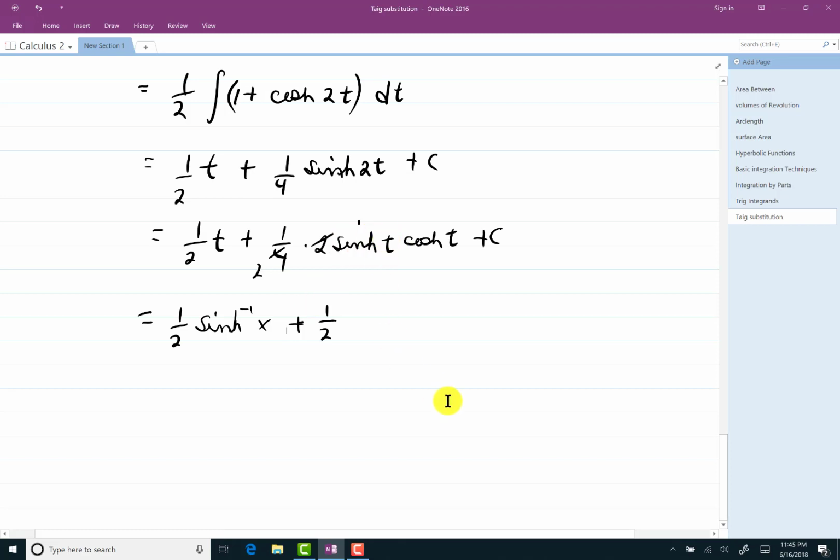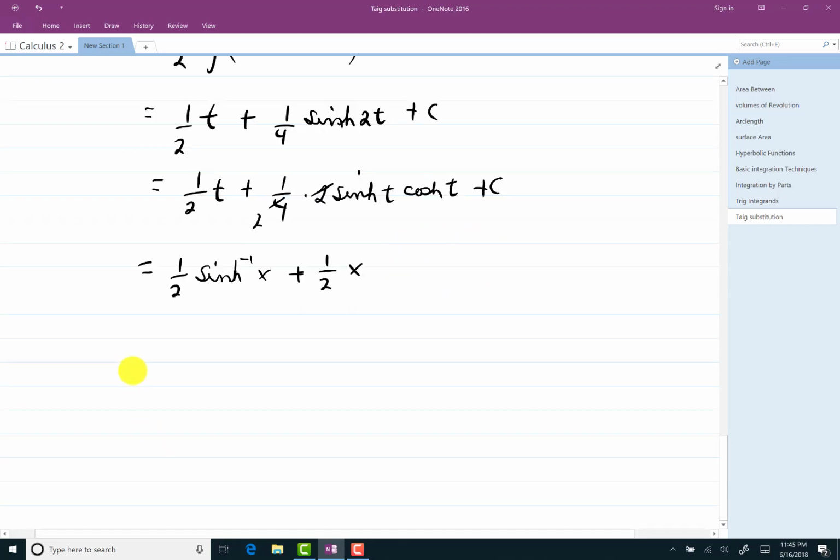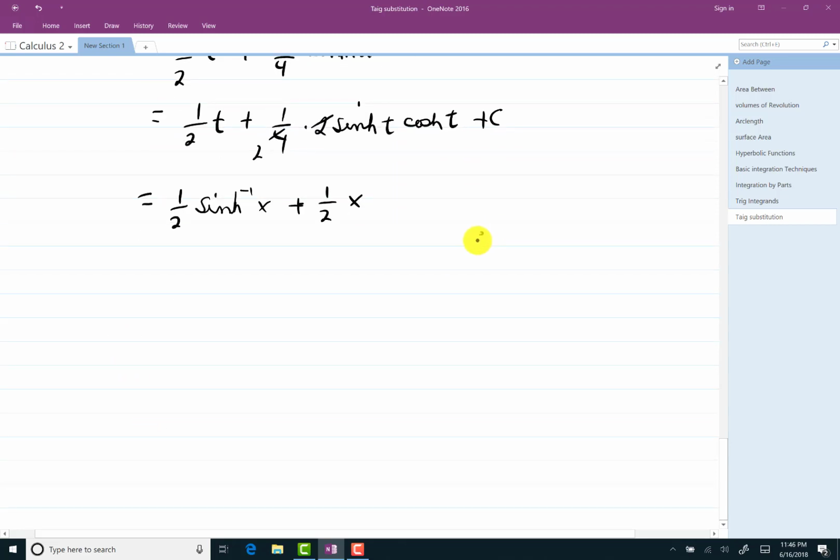Now sinh of t was equal to x. What is cosh of t? Well, remember, cosh squared of t equals 1 plus hyperbolic sine squared of t. That means I can take that and change it to that. But hyperbolic sine was equal to x. If you want, you may leave your answer like that.